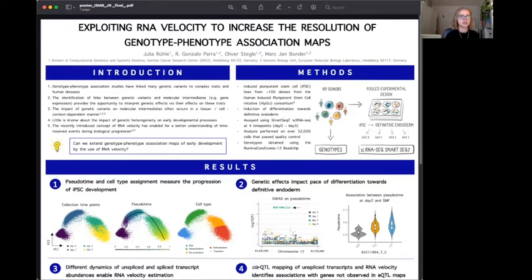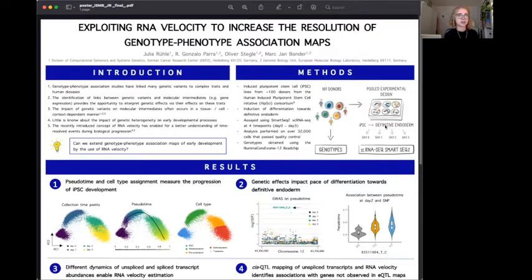And since the recently introduced concept of RNA velocity helps us to better understand how development progresses, we asked whether we can extend genotype-phenotype association maps of early development by the use of RNA velocity. To investigate this question, we made use of induced pluripotent stem cell lines from over 100 donors. And first of all, these stem cell lines were genotyped. And then second, we used pooled experimental design to differentiate iPS cells into definitive endoderm.